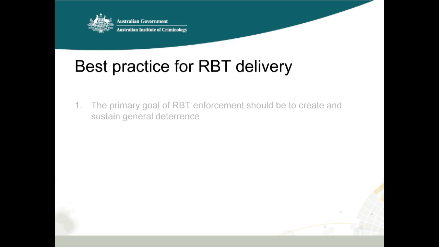So the first guideline is that the primary goal of RBT enforcement should be to create and sustain general deterrence. And this is effectively achieved in a number of ways. First, the main method of RBT delivery should be highly visible static checkpoints. RBT locations should not be predictable. They should appear random and ubiquitous. All drivers who were stopped at RBT checkpoints should be tested.